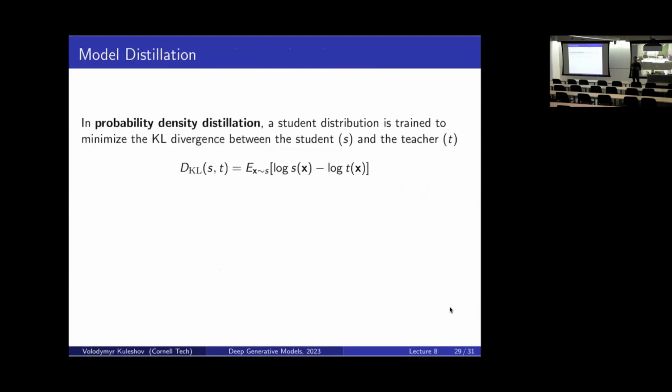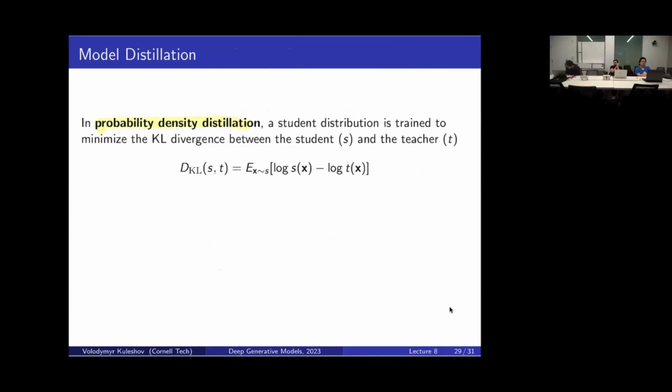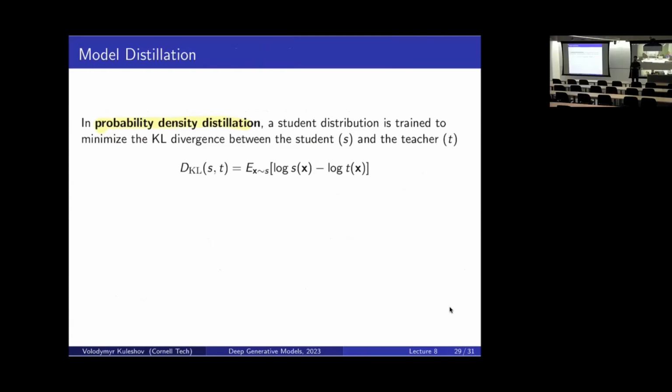We're going to use one interesting idea called model distillation, or probability density distillation. The idea of probability density distillation is that I have some model, some probability distribution that I have trained, and I'm going to call this the teacher. So the teacher is a distribution over X. Let's say I have trained this. I want to train another model called the student to mimic the teacher.